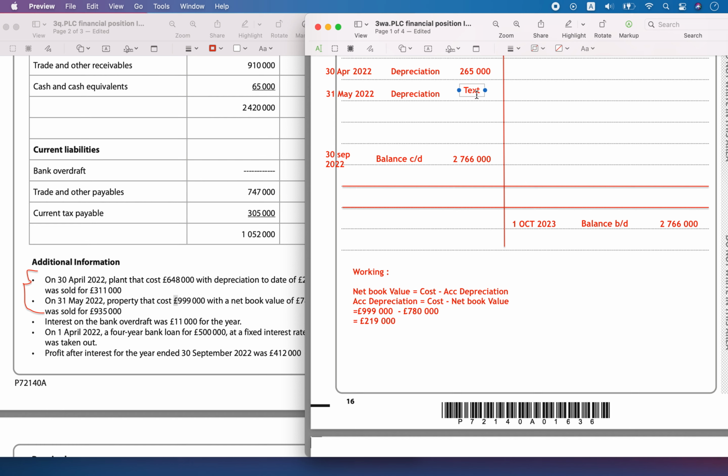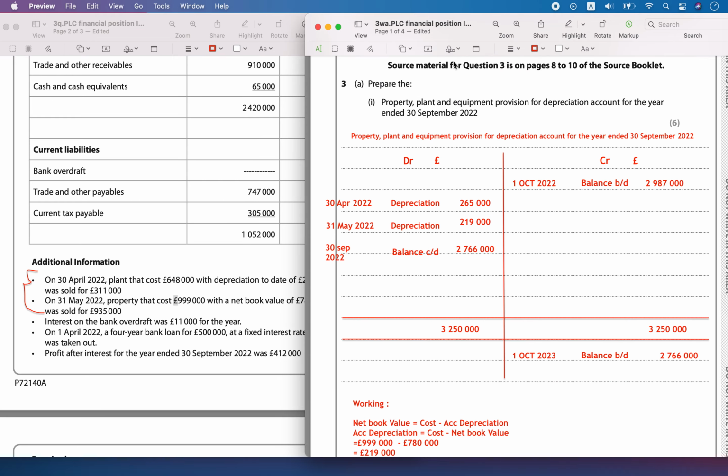So let's include it here, 219,000. Those are the two transactions that have happened. Now let's calculate the total. 265 plus 219 plus 2,766 is equal to 3,250,000. Now the total has to be the same on both sides, so I am going to write the total on both sides.